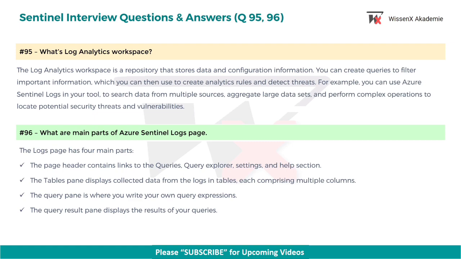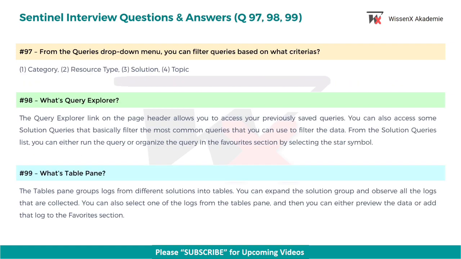Next, what are the main parts of Azure Sentinel Logs page? The Logs page has four main parts. The page header contains links to the Queries, Query Explorer, Settings, and Help section. The Tables pane displays collected data from the logs in tables, each comprising multiple columns. The Query pane is where you write your own query expressions. And the Query Result pane displays the results of your queries. Next, from the Queries drop-down menu, you can filter queries based on what criteria? Its category, resource type, solution, and topic.